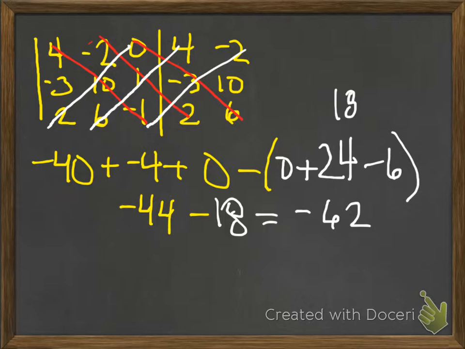Was that a parentheses? Yes, it was a parentheses. Because what I'm saying is, this side right here, the negative 40, the negative 4, and the 0, represents my answers from the left diagonals, going from left to right. In parentheses, because I'm going to subtract the left minus the right, I put the answers from the right diagonals, the ones in white, where I went from right to left to get the numbers.